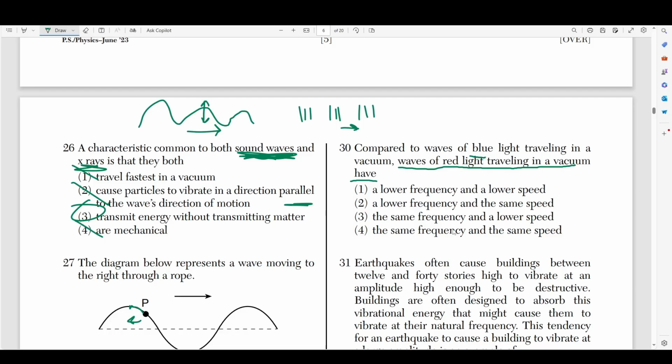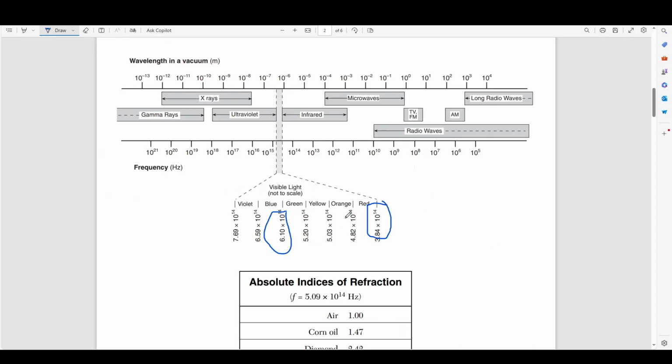If the frequency of blue is higher, that means that red light has to have a lower frequency. And it has to have the same speed, because everything travels the same speed in a vacuum. So that's all you need to know. You really just need to realize that red has a lower frequency, because here it's raised to the 14th. Here you have 3.84 times 10 to the 14th, and here you have 6.10. So the frequency of blue light is larger, but just note that all of this travels at the same speed in a vacuum.